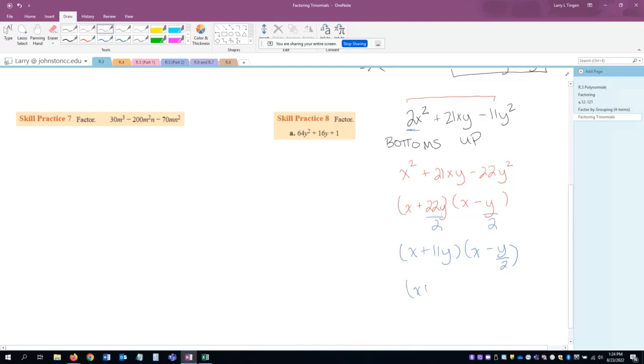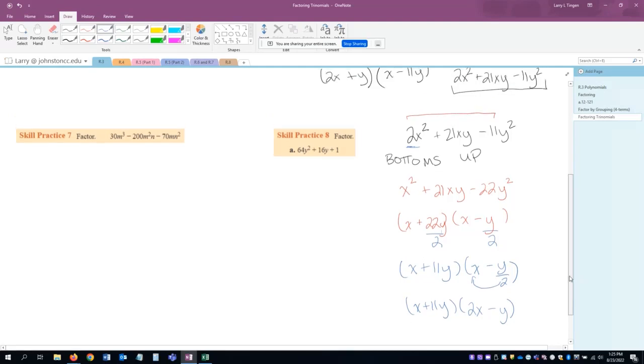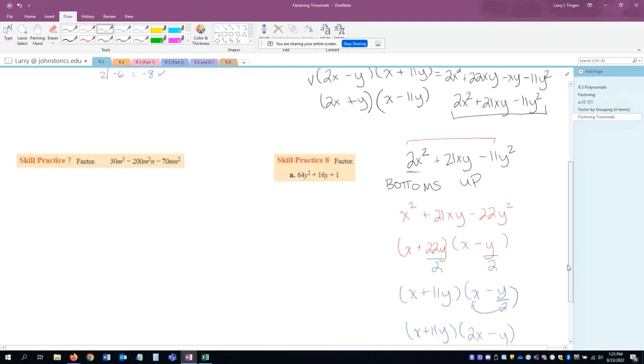Whenever that happens, we can rewrite that denominator as the coefficient in front of x. And there is the factored pair. Does that match up with our factoring? Yep. That is that.